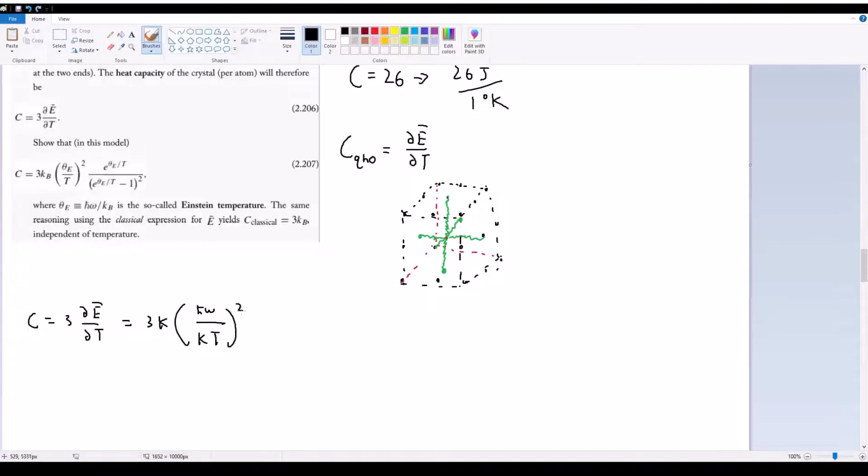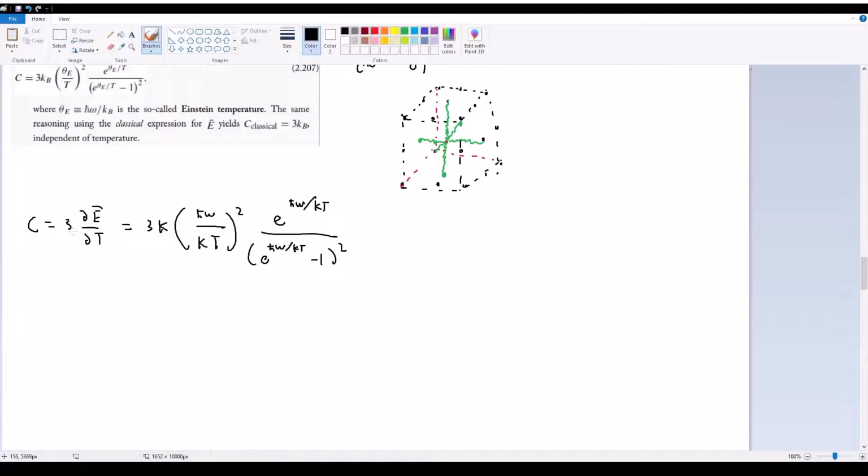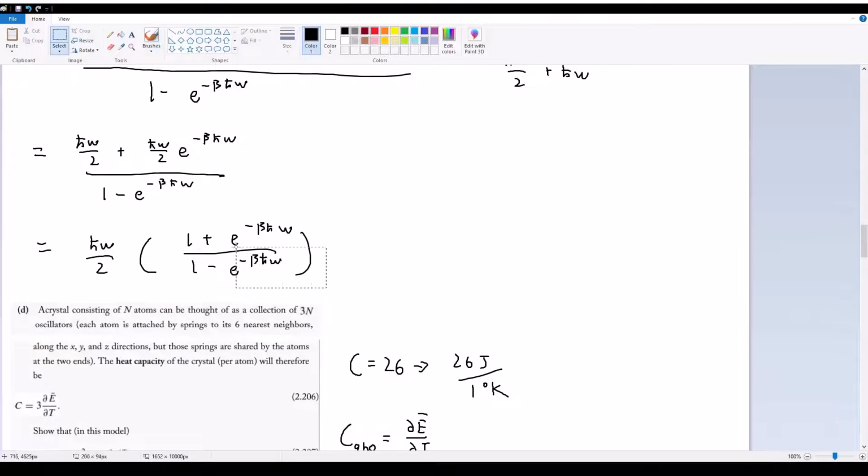kT squared times e to the h bar omega over kT divided by e to the h bar omega over kT minus 1 squared. So somehow we want to show this, or more simply, we can just get rid of the 3 altogether. We're trying to show that the partial of E with respect to T is equal to k times h bar omega over kT squared times e to the h bar omega over kT divided by e to the h bar omega over kT minus 1 squared. And we have our definition of E from up above, which is this.